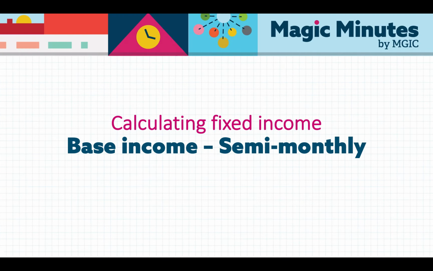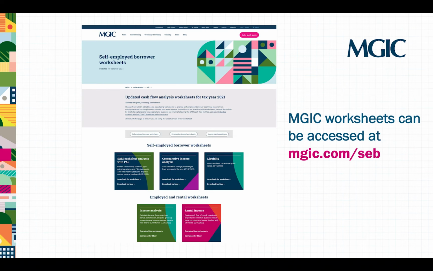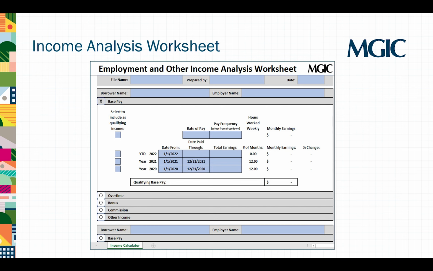In this section, for our next base income calculation example, we will be looking at a borrower who is paid on a semi-monthly basis. For this calculation, I would like to introduce you to an income calculation tool, our MGIC Employment and Other Income Analysis Worksheet. This worksheet can be found at mgic.com/SEB. It is housed with all of our other worksheets, and as you can see, it is indicated as our Income Analysis Worksheet.